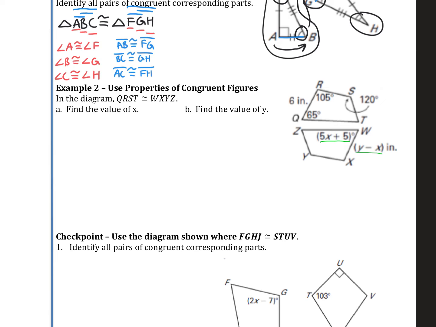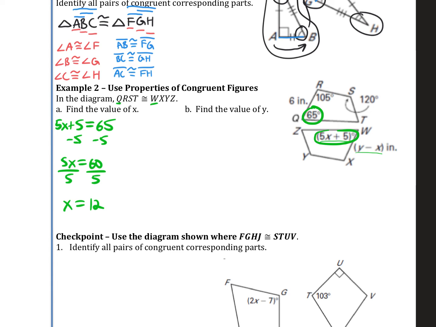So what does 5x plus 5 match with? Well, this is w, right? So w should match with q. Well, what's q? Well, q is 65. So we can actually solve this by doing 5x plus 5 equals 65. Okay. Let's solve that now. We can subtract 5 from both sides. Get 5x equals what? 60. Divided by 5. Get x equals 12.